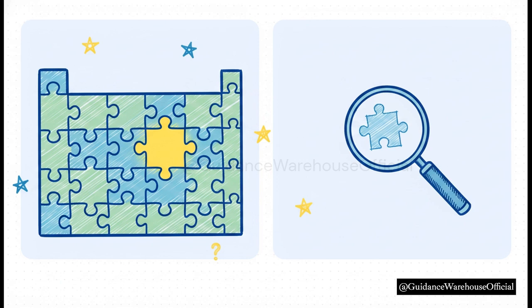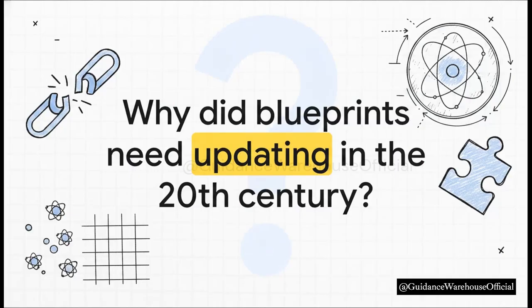He realized his puzzle was incomplete, so he boldly left blank spaces in his chart. He actually predicted the existence and the exact properties of elements that hadn't even been discovered yet. And when elements like gallium and germanium were finally found and perfectly matched his predictions, boom, his blueprint changed science forever.